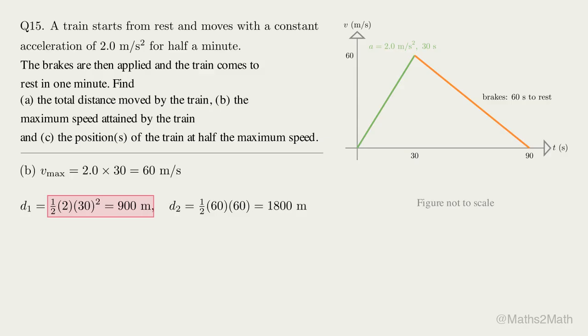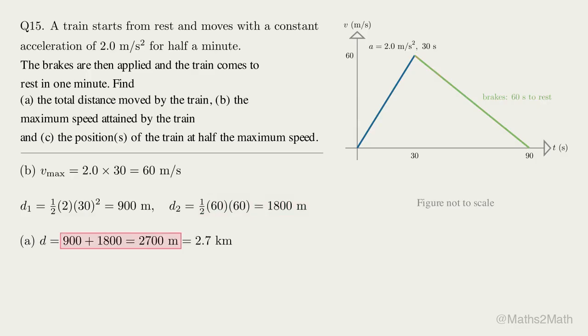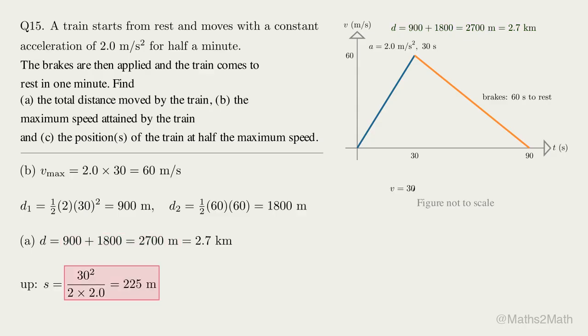Phase 2, from 60 to rest over 60 seconds, covers half of 60 times 60, 1,800 meters. The total is 900 plus 1,800, 2,700 meters, or 2.7 kilometers. Half the maximum is 30 meters per second. On the way up, s equals 30 squared over twice 2, which is 225 meters from the start.